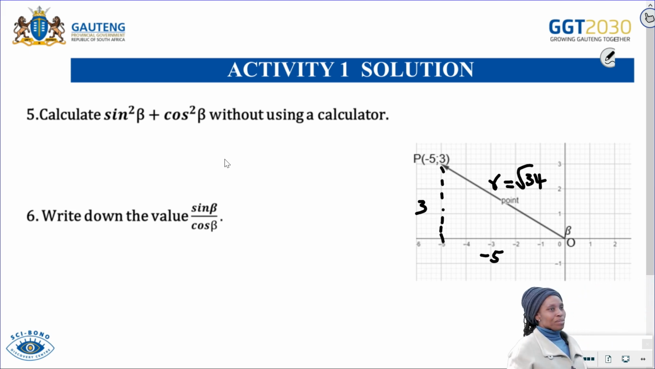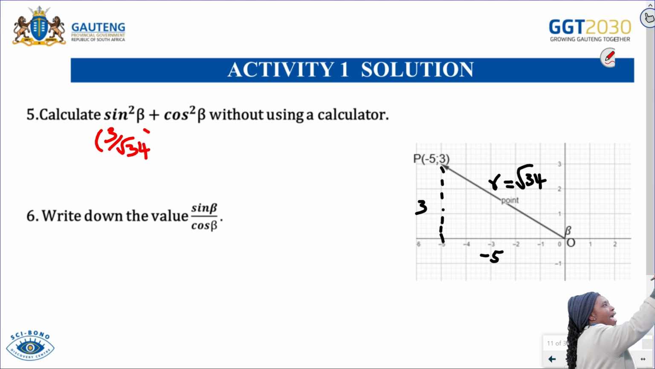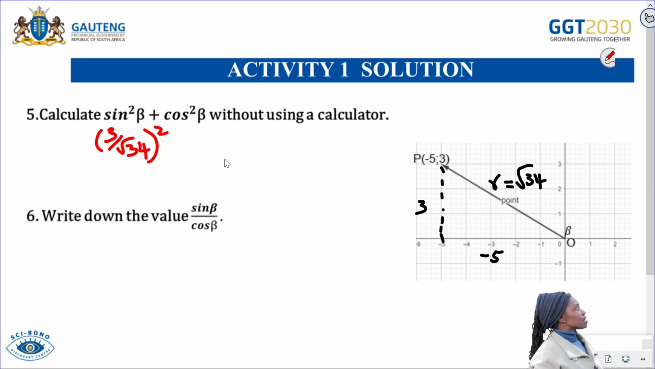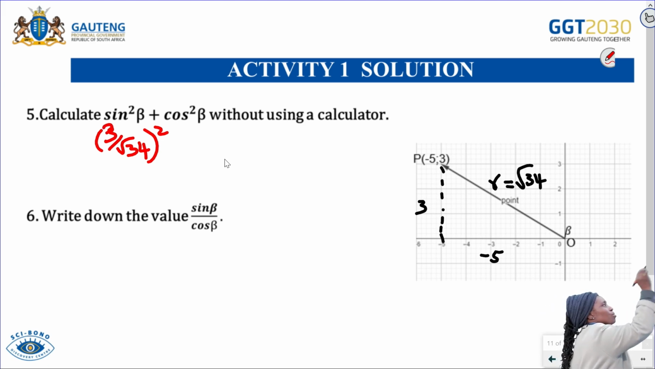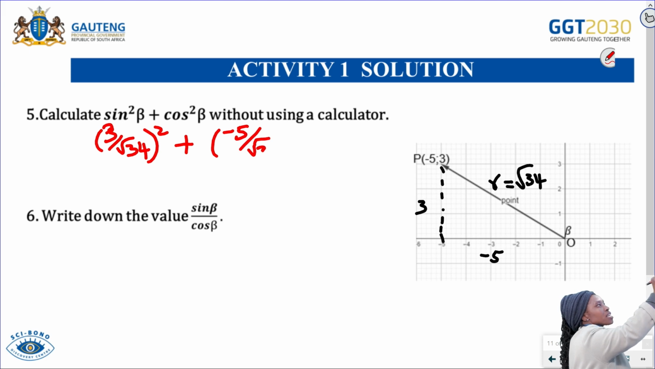So when I am substituting, it means I am going to take my ratios and substitute. I substitute sine square beta. My sine is opposite over hypotenuse. So I have bracket 3 over square root 34, and remember, it's squared. Plus cos beta. My cos beta is -5 over square root 34, and also it is squared.